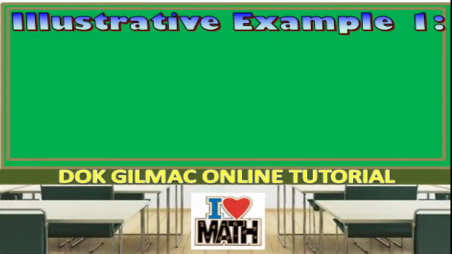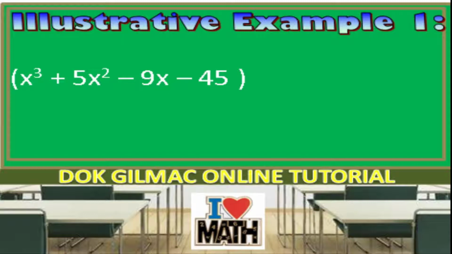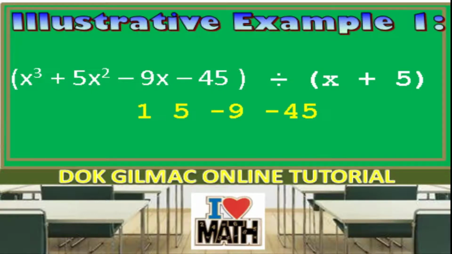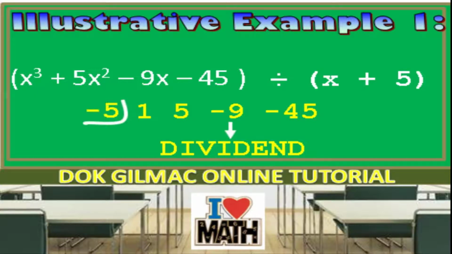Consider illustrative example number 1 for you to be well versed in using synthetic division. For instance, we have here the given polynomial x cubed plus 5x squared minus 9x minus 45 divided by x plus 5. The first thing you have to do is to get the numerical coefficients of the given polynomial. So we have 1, 5, negative 9, and negative 45, divided by x plus 5. So we have the divisor, which is negative 5.